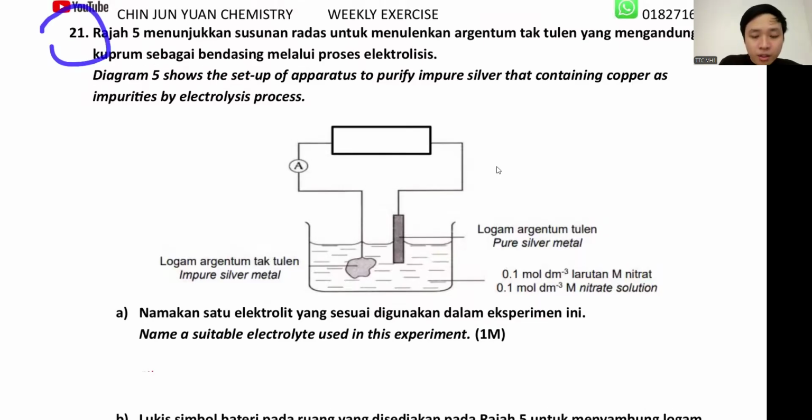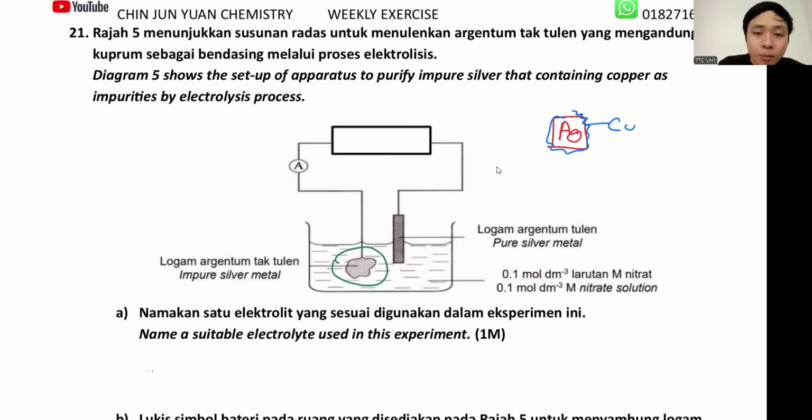Okay, question 21. Diagram 5 shows the apparatus setup to purify impure silver that contains copper as impurities by an electrolysis process. So they told you that this is silver. But the silver is a bit dirty, not so pure, not so clean, because the outside contains some of the copper layer, which they want to remove. They want to get the pure silver metal.